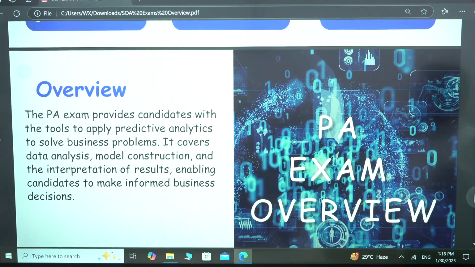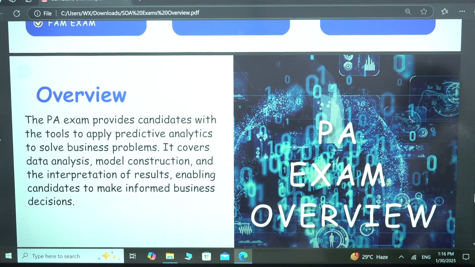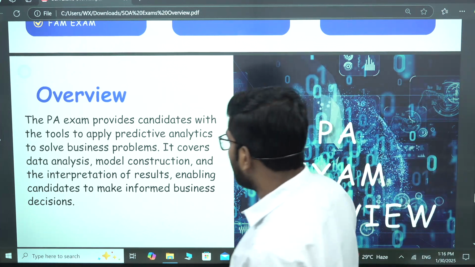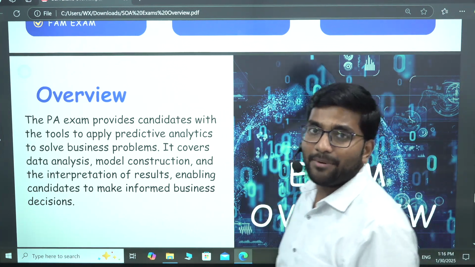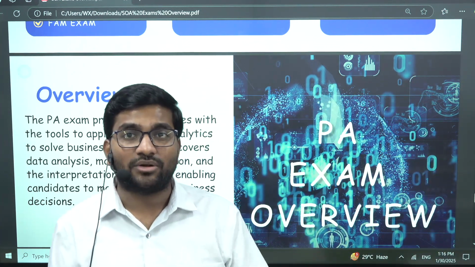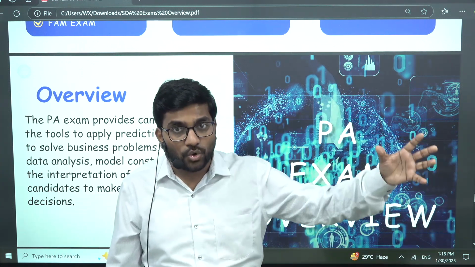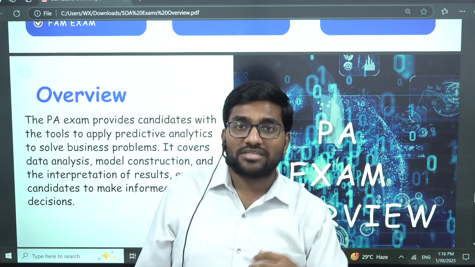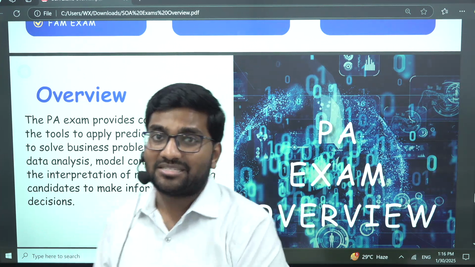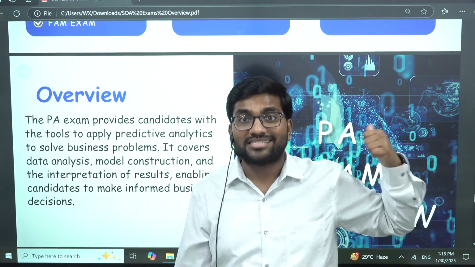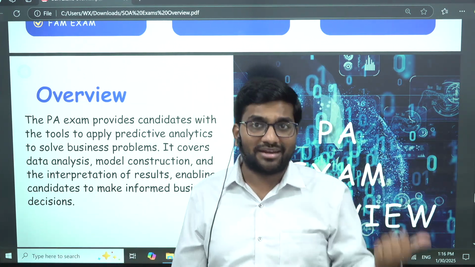The exam PA provides candidates with the tools to apply predictive analytics to solve business problems. It's basically a paper on R programming that you learn from scratch. If you talk about the IFOA curriculum, there are 2 exams, CS1 and CS2, in which you see R programming as paper B, but here it's only in 1 paper, and there is 1 module, ATPA, which is advanced topics on predictive analytics.